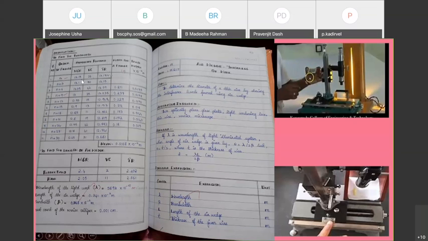See, the reading will be like this because each reading is 0.05. So I am getting 13.15. Suppose the 0 of vernier scale is in between any two readings of main scale, means take the previous one or take the crossed value.